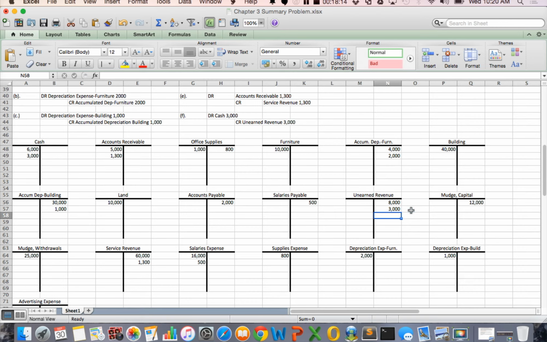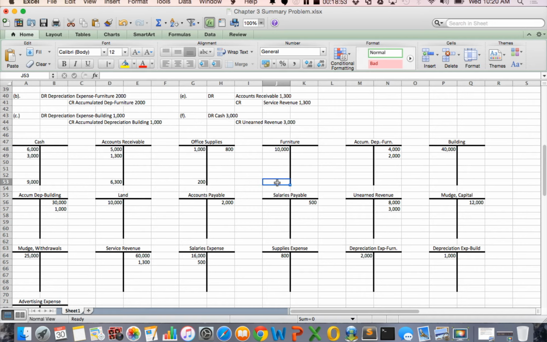Does anybody have any problems with understanding how you go from the journal entries to putting those into the T-charts? Pretty basic, right? Just read it. Debit, put it on the left side. Credit, put it on the right side. And then we're going to go through these and make sure we know what the balances are in each of these. Okay, so for cash, what's 6,000 plus 3,000? 9,000, so that's my balance here. 5,000 plus 1,300, 6,300. 1,000 debit, 800 credit, 200 debit.